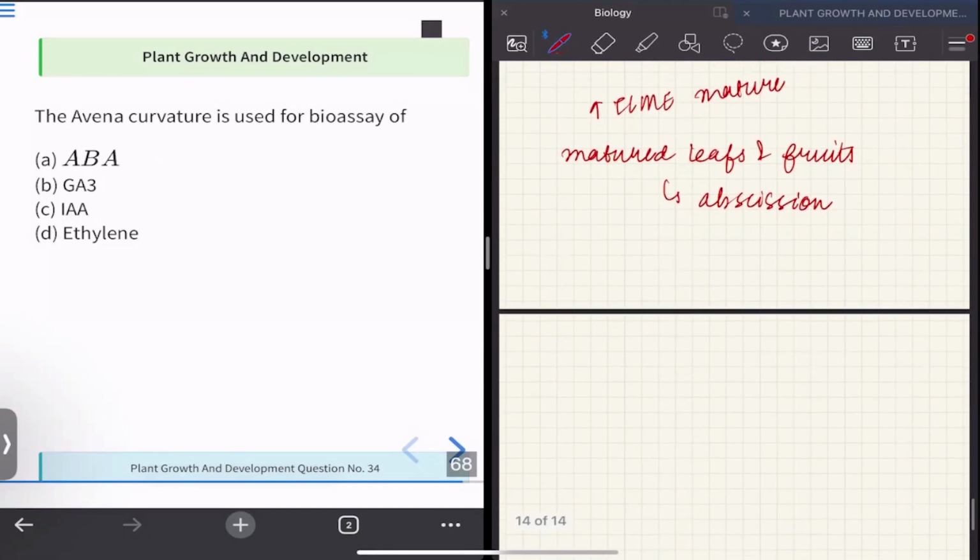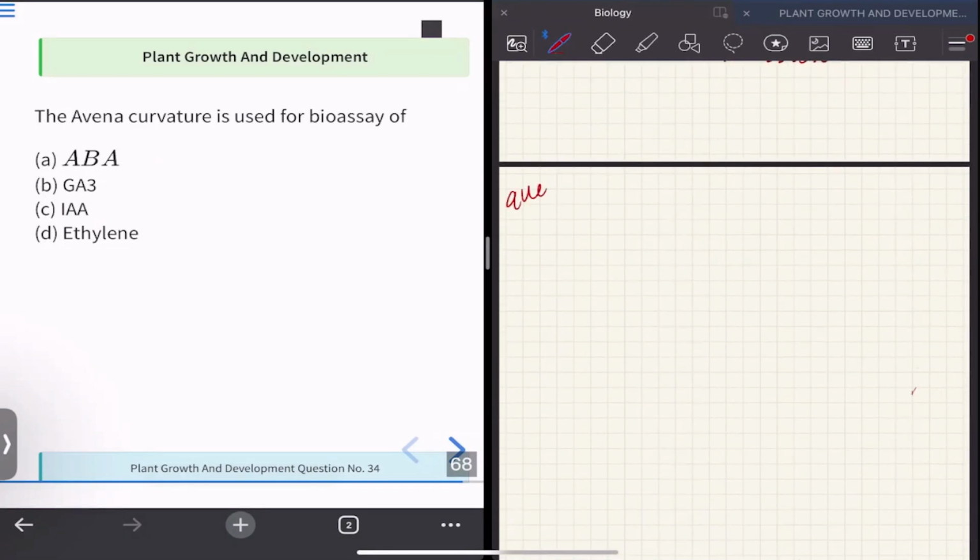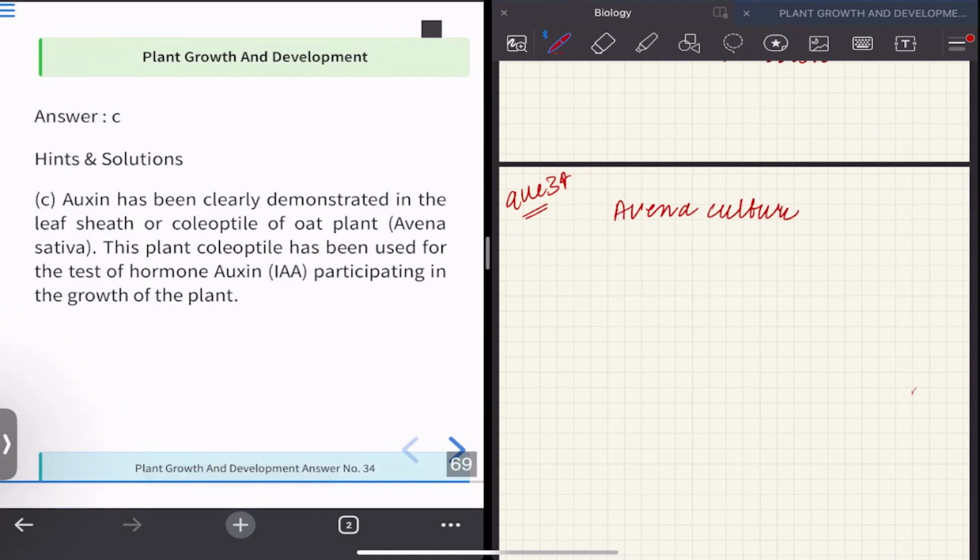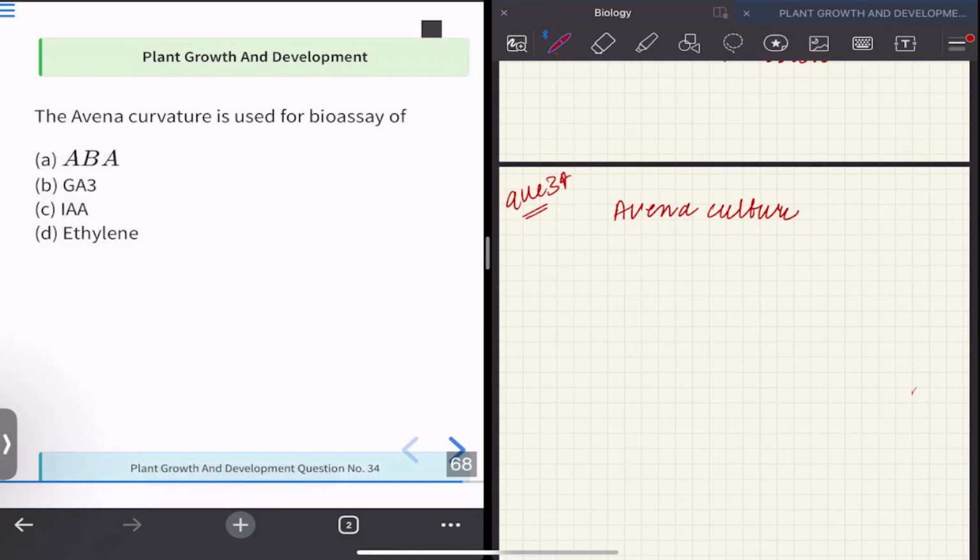So the Avena culture, we have the next question, which is question number 34. So do you know what is Avena culture? Avena culture is a culture through which auxin has been used as the bioassay of IAA. So, what is IAA? It is indole 3 acetic acid. So, with the help of Avena culture, we can use it as a bioassay for auxins.